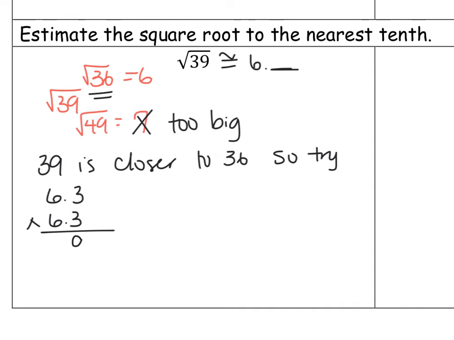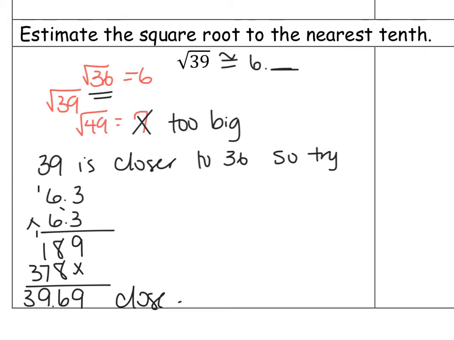So 3 times 3 is 9, 3 times 6 is 18. There's my placeholder. 6 times 3 is 18, carry the 1. 6 times 6 is 36, plus 1 is 37. That's 9. 8 and 8 is 16, carry the 1. That's 9, and we get 39.69, which is close enough. So that means that the square root of 39 is about 6.3.